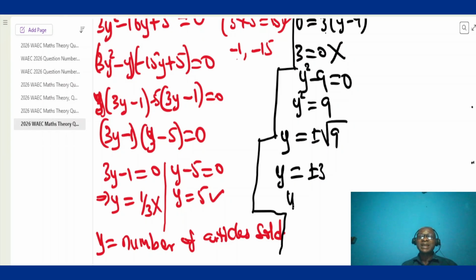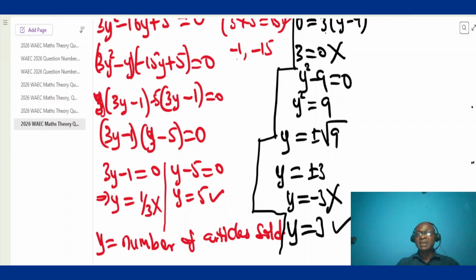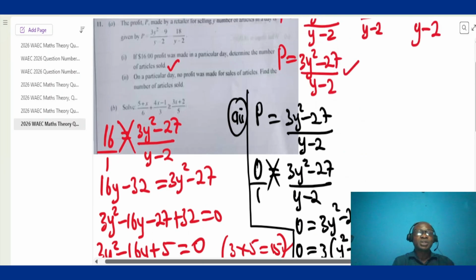Therefore, we now discard where y is negative 3. We discard this and then take where y is equal to positive 3, meaning that the number of articles sold on that particular day where no profit was made is 3. Therefore, question 11A(i) and (ii) is completed. Let's now go to question number 11B.